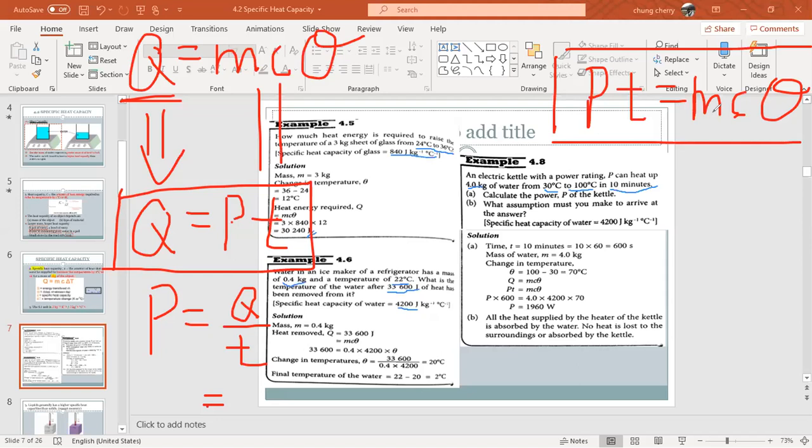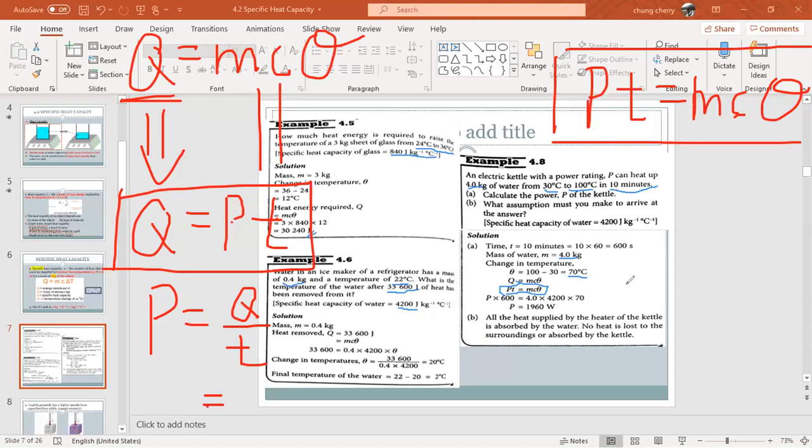They have given you the time T, which is 10 minutes, but you need to change it into seconds, because in most formulas time is measured in seconds. Then the mass is 4 kg, and the change in temperature is 100 minus 30 equals 70. So you put into the formula PT equals MC theta. Also make a note in your notebook: PT equals MC theta, beside the specific heat capacity formula.